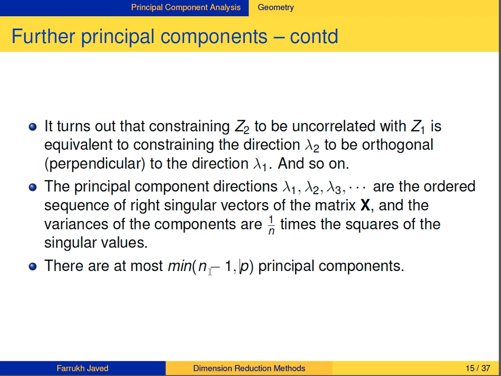For instance, if you have 30 observations, n equals 30, and 5 predictors, it will be the minimum of 29 and 5, which is 5, so you can have a maximum of 5 principal components for that particular example.